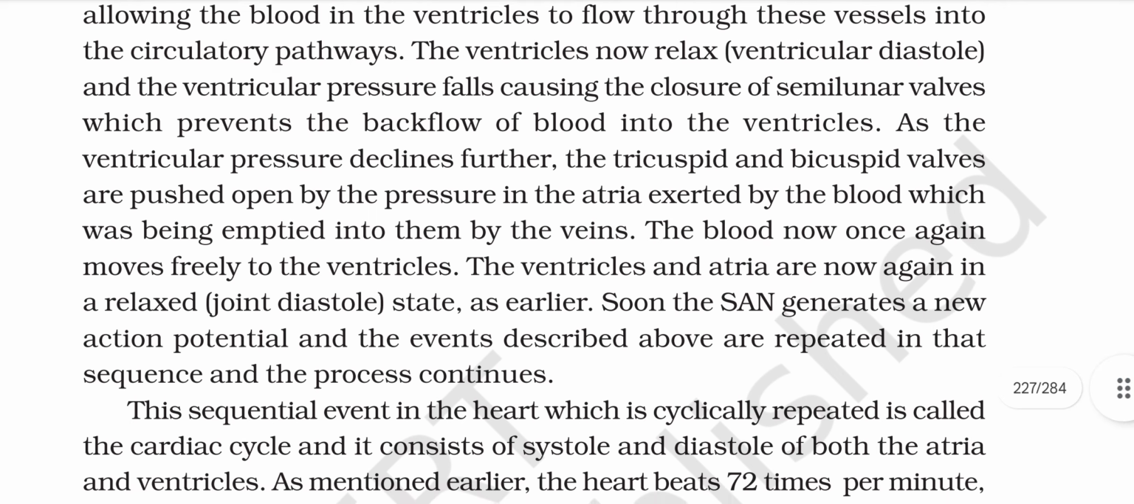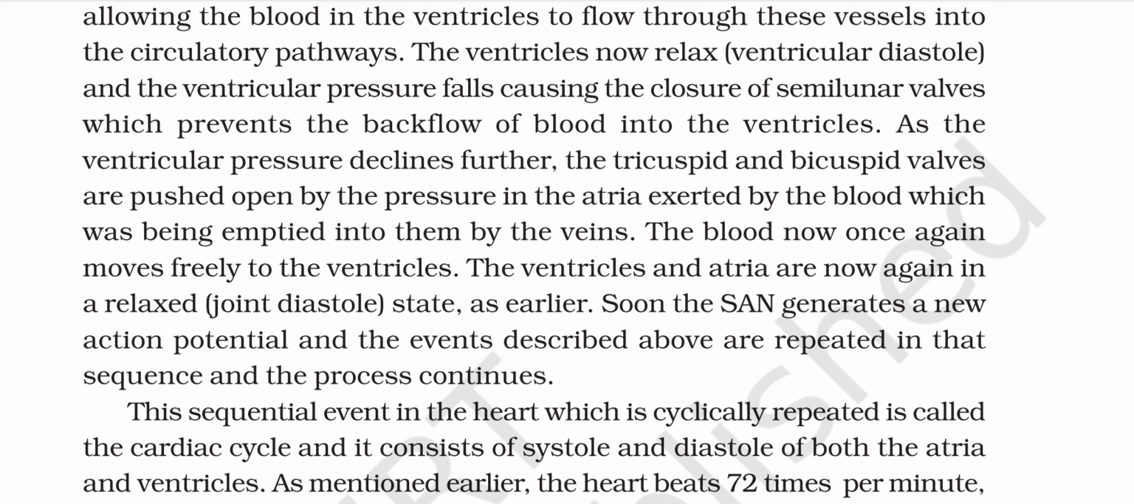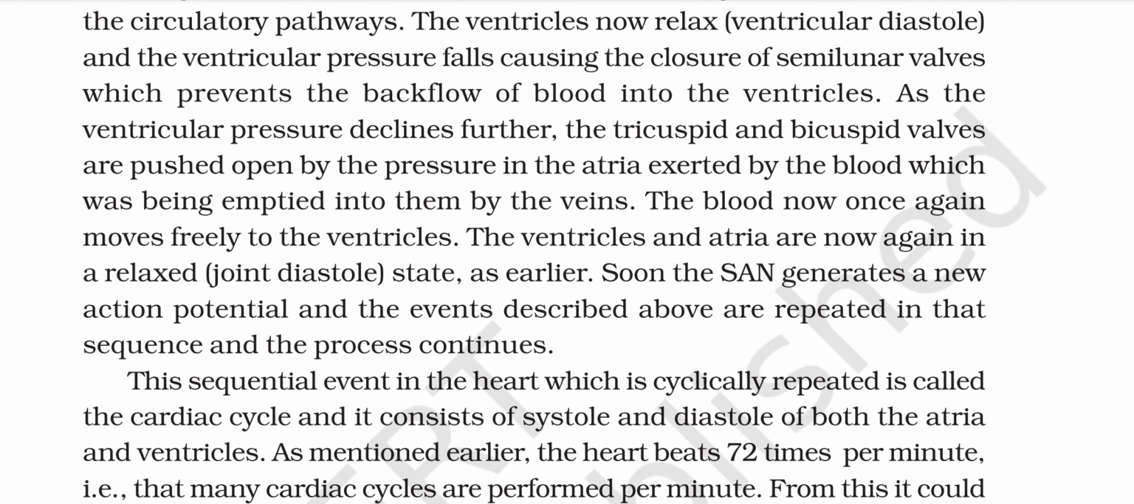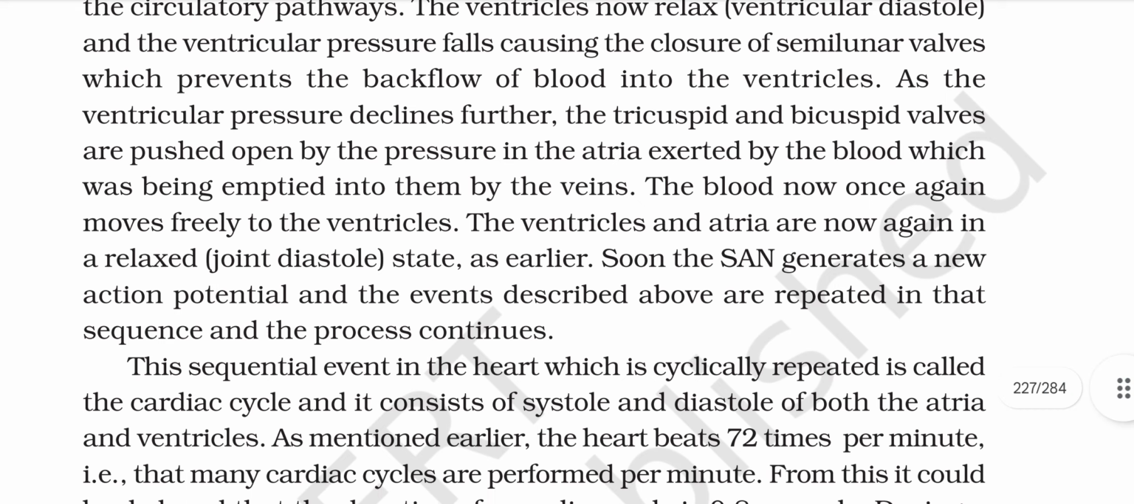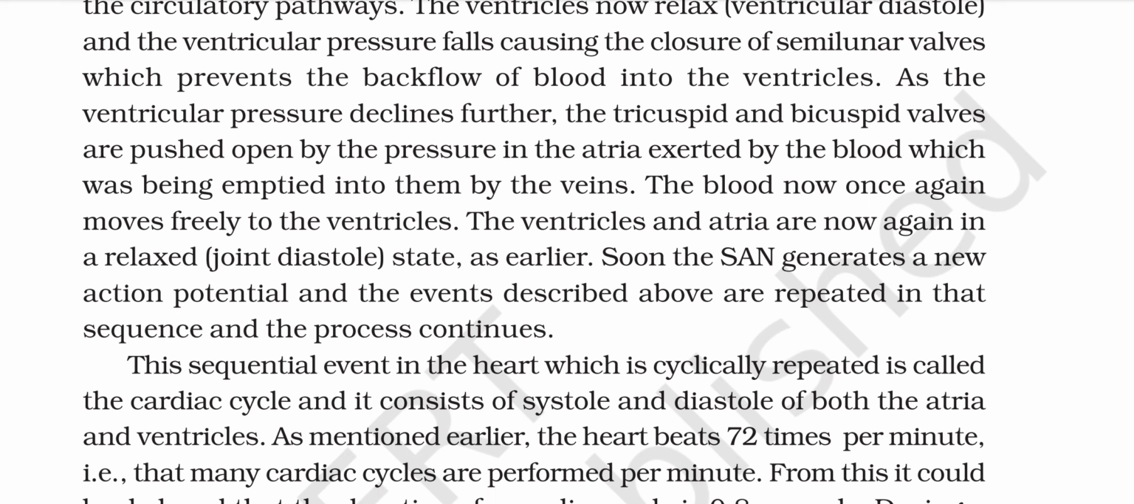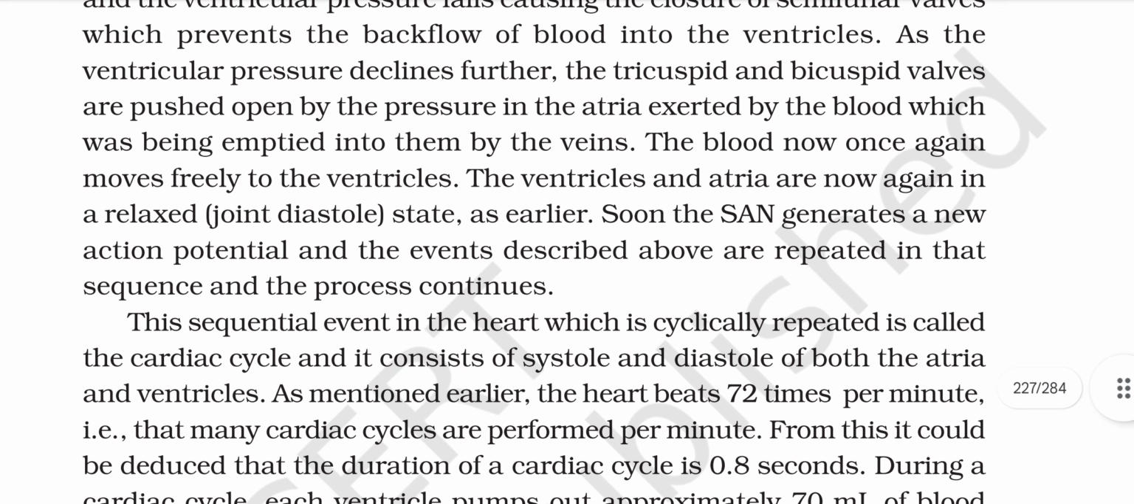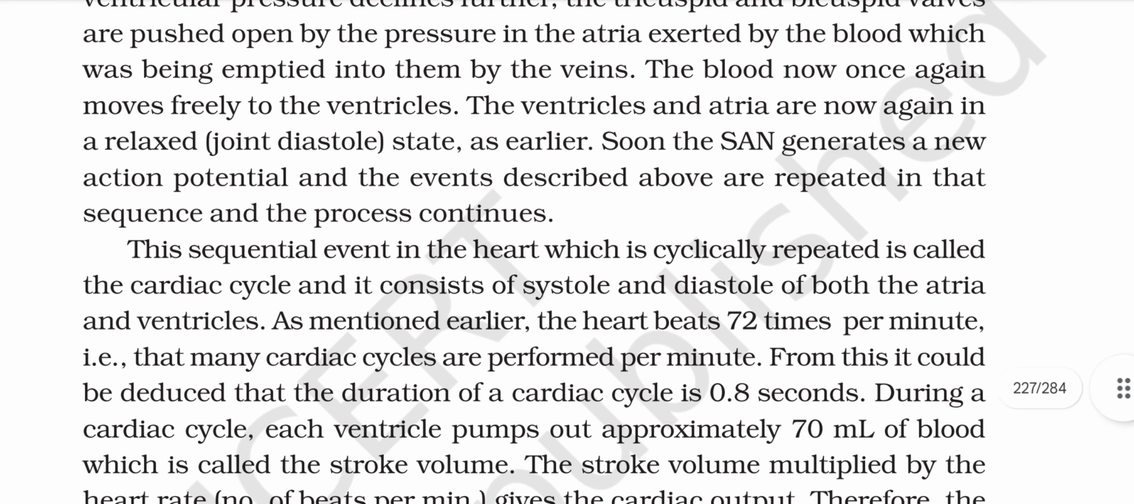As the ventricular pressure declines further, the tricuspid and bicuspid valves are pushed open by the pressure in the atria exerted by the blood, which is being emptied into them by the veins. The blood now once again moves freely to the ventricles. The ventricles and the atria are now again in the relaxed joint diastole state as earlier. Soon the SAN generates a new action potential, and the events described above are repeated in sequence and the process continues.